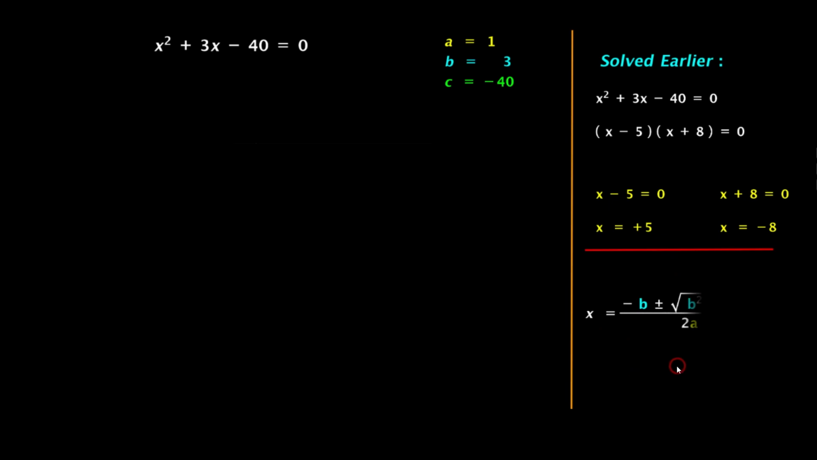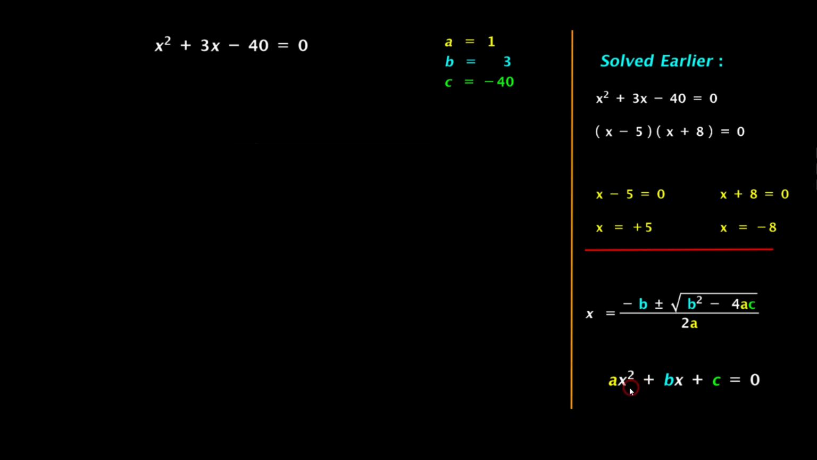Now the quadratic formula is x equals negative of the b value, plus minus the square root of the b value squared minus 4 times the a value times the c value, all these values divided by twice, double, the a value. And how do we decide the a, b, c?